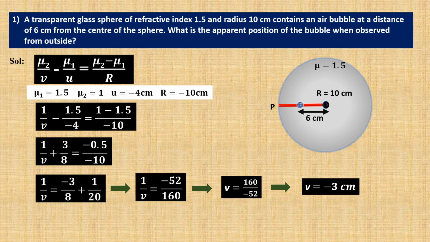That means the air bubble which was at a distance of 4 centimeters from the pole, now it appears as if it is at a distance of 3 centimeters to the observer. So this is the apparent position of the air bubble when observed from outside. Let us move to another problem.